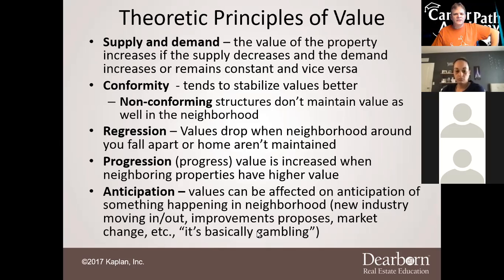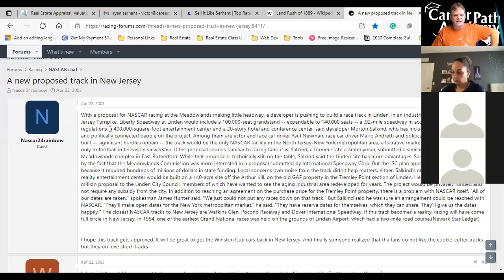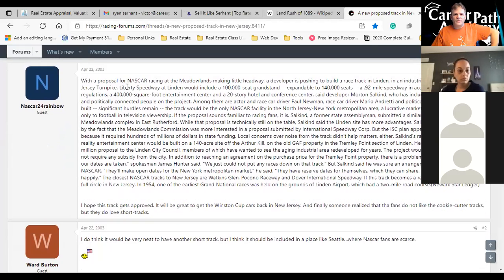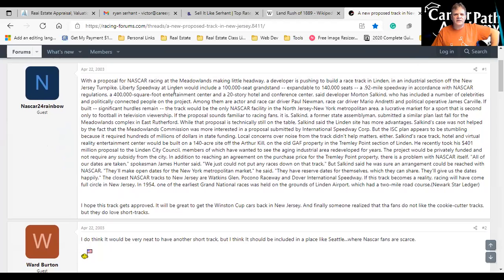So here's a story on a racing forum I found. With the proposal of a NASCAR racetrack at the Meadowlands having made little headway, the developer is pushing to build the racetrack in Linden, in an industrial section off the New Jersey Turnpike. It was actually going to be between the Turnpike and Wood Avenue in Linden. They were going to put an exit from the Turnpike right onto Wood Avenue, if you guys are familiar with the area. This would include a 100,000 seat grandstand, expandable to 140,000.